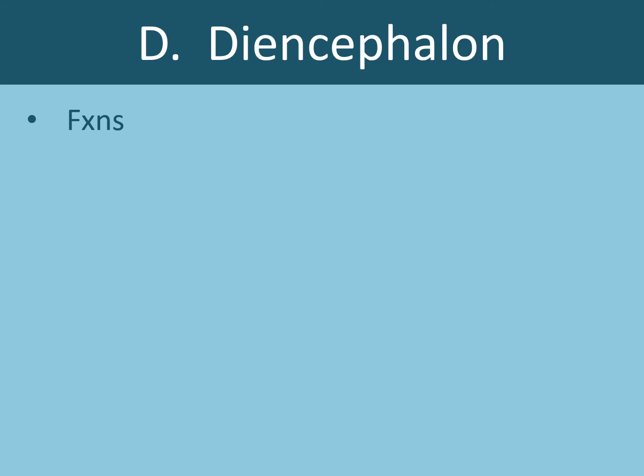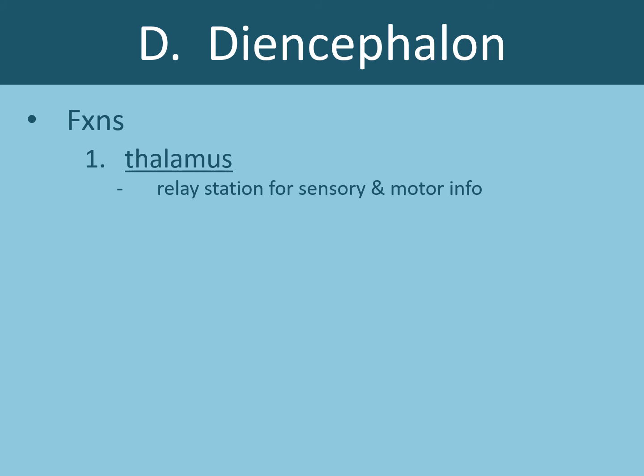Remember, the brain is divided into four regions. We've just discussed the cerebrum. Now let's explore the diencephalon. There are three areas to know. First is the thalamus. The thalamus serves as a relay station. It relays both sensory and motor information.